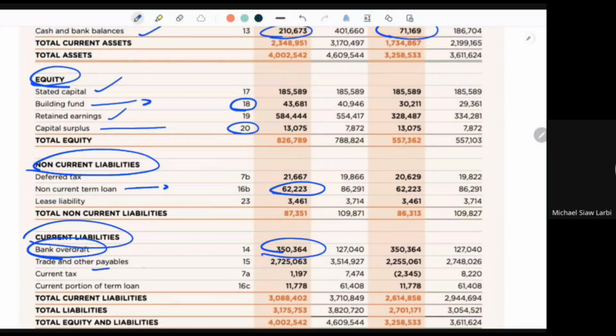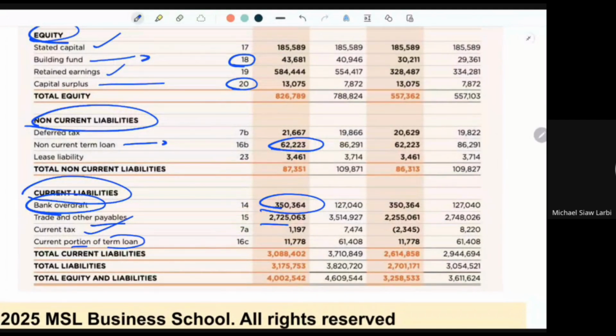They have trade payables of 2.7 billion, right? This one is people they have bought from and they haven't paid. Maybe they bought fuel from somebody and they are yet to pay. Then current tax, what they have to pay GRA within the coming 12 months. And then the current portion of their term loan, the portion of the long-term loan which is due within 12 months.